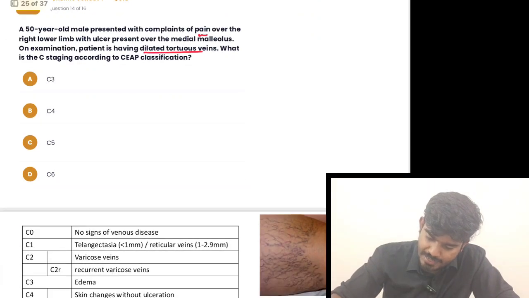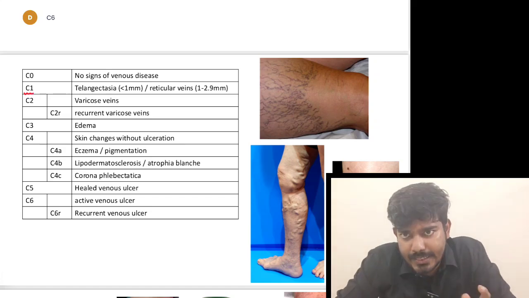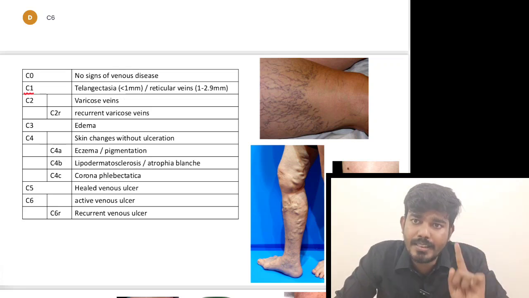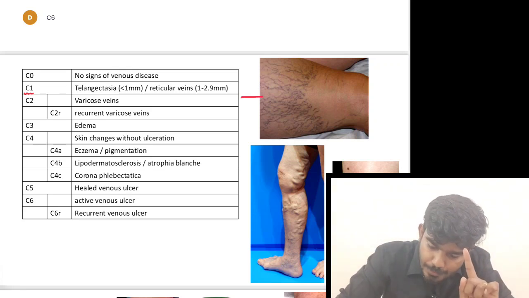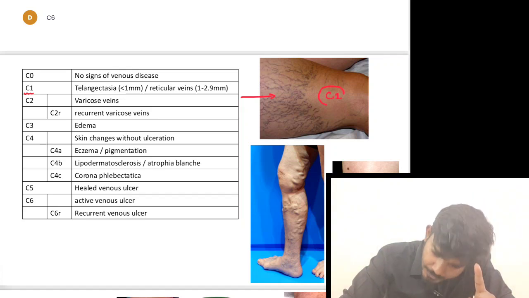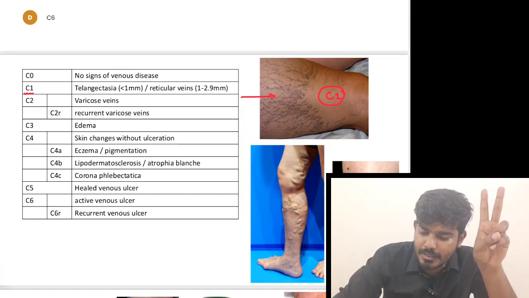So in the CEAP classification, C1 is either telangiectasia if it is less than 1 millimeter, or a reticular vein if it is 1 to 3 millimeter. In the image it is telangiectasia. It comes under C1. If it is a varicose vein, then it is C2. If only varicose vein is there, it is C2.